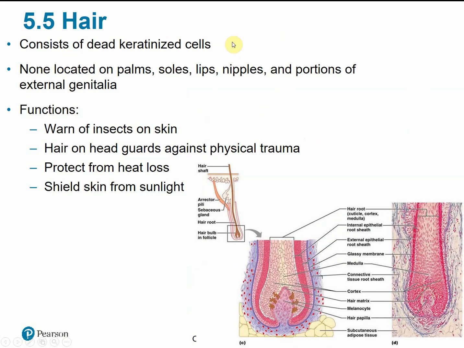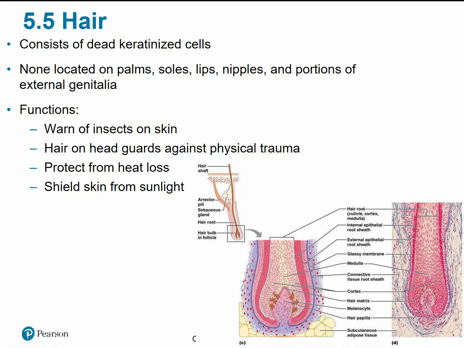It's located virtually everywhere on the body except for the palms of the hands, soles of the feet, the lips, nipples, and some portions of external genitalia. Functions of hair include warning of insects on the skin. So this is how we're able to feel just a tiny ant or if a mosquito lands on our arm, right, due to those body hairs.